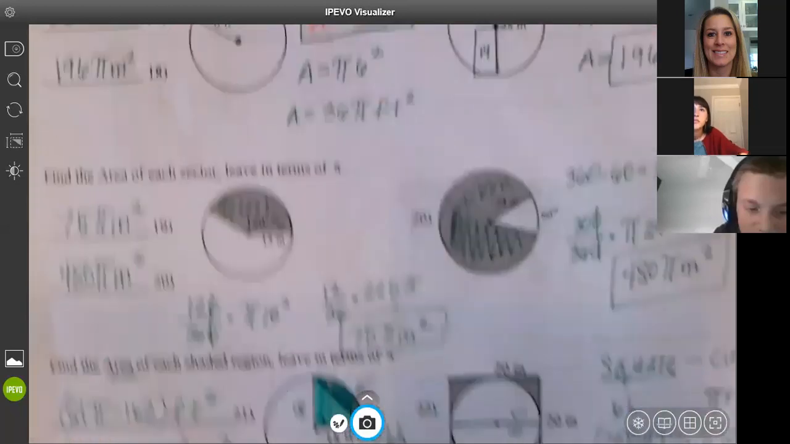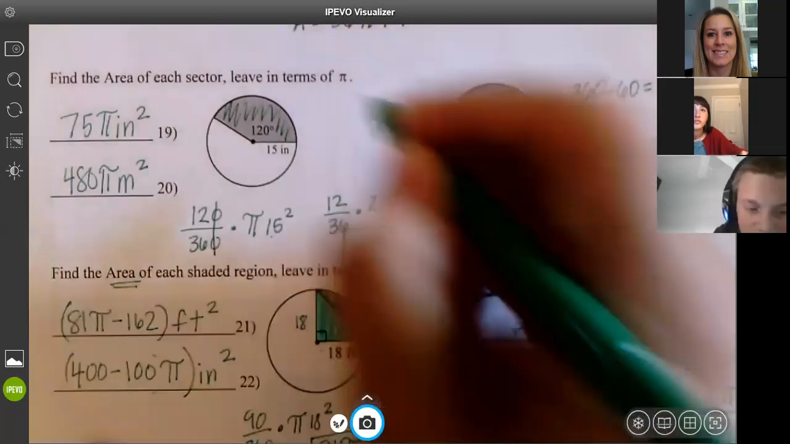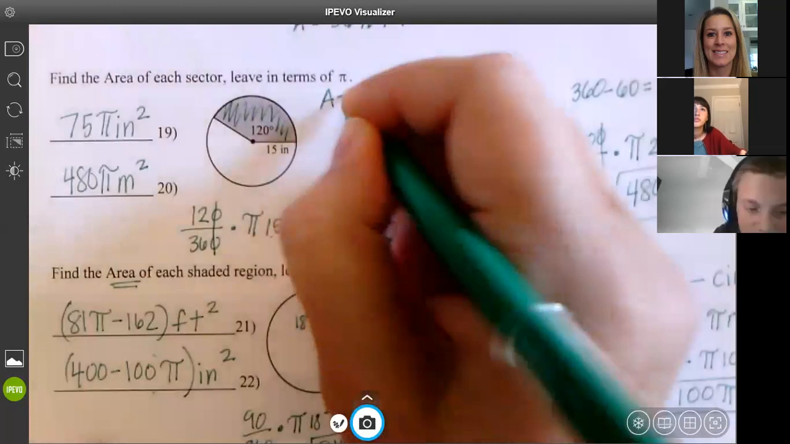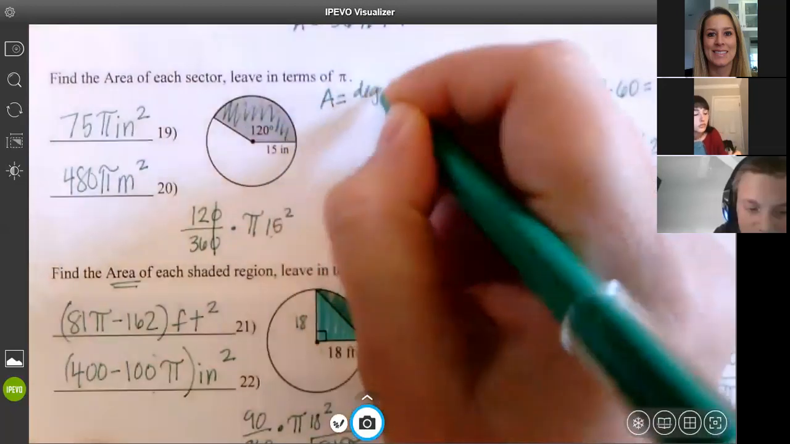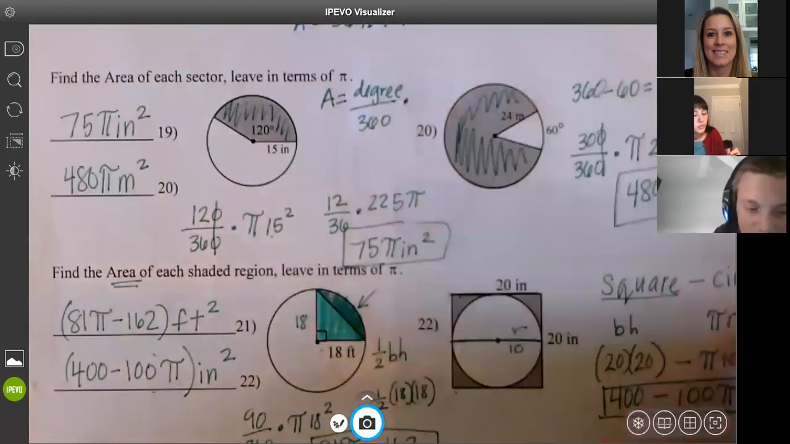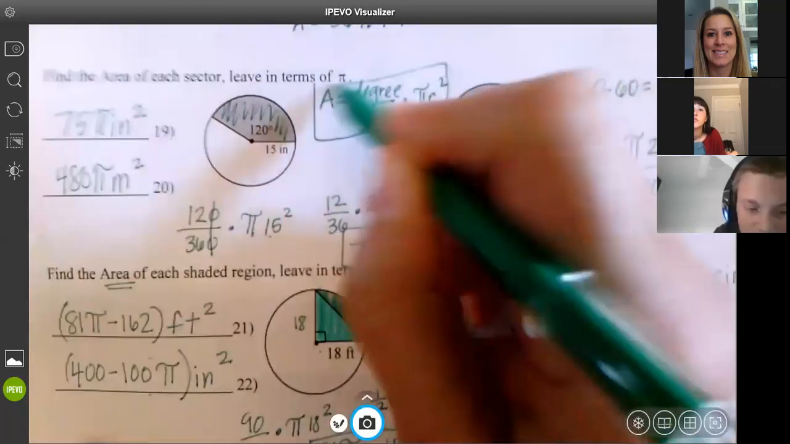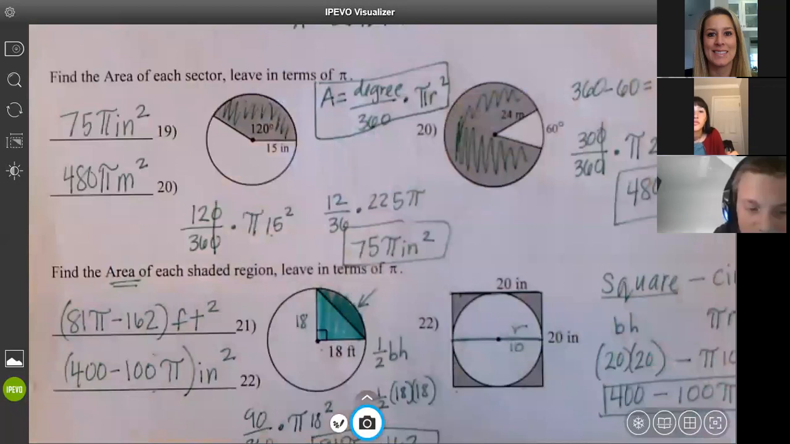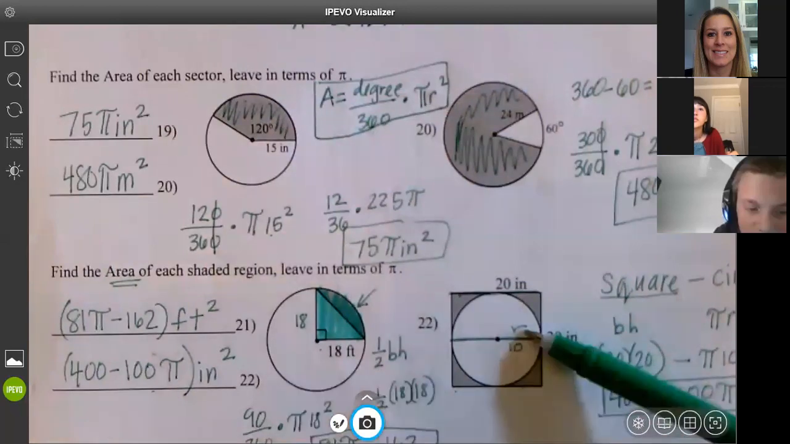And then the last ones here, these were the ones where we did the learning online, really. This was the one talking about area of a sector. It has it up top, but I'll write the formula here. It's degree over 360 times pi r squared. And in some cases, like number 21 and 22, you're having to either take away pieces or add pieces together.